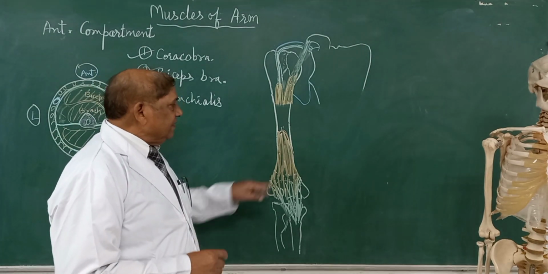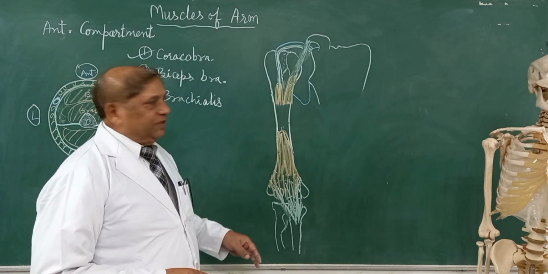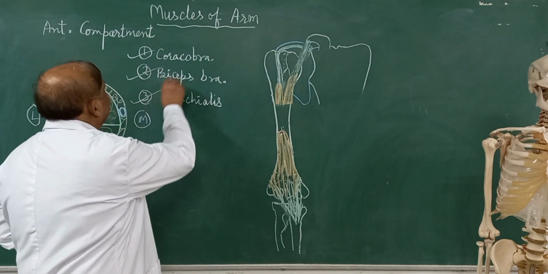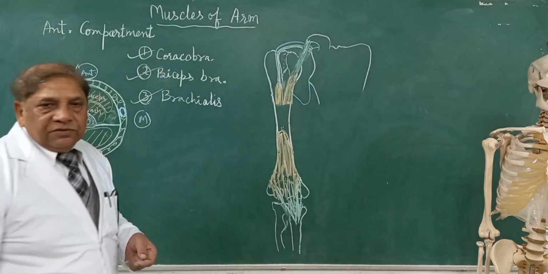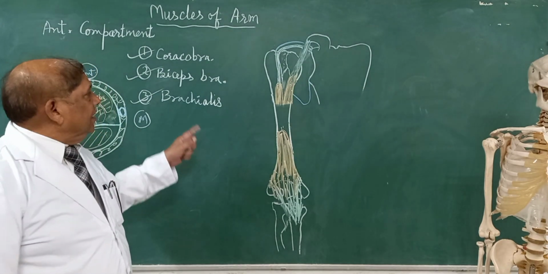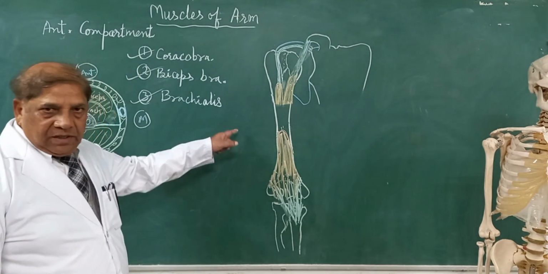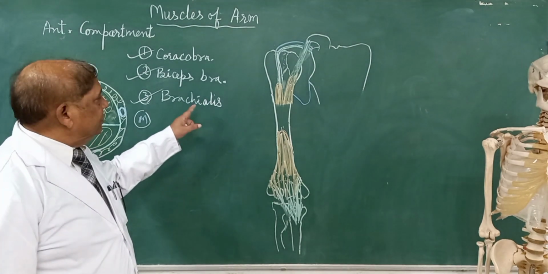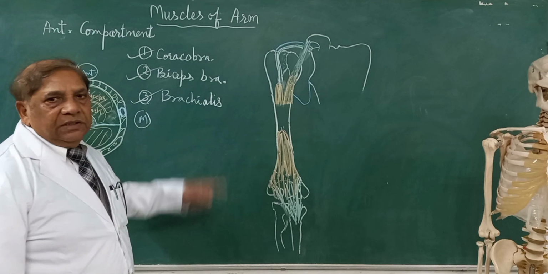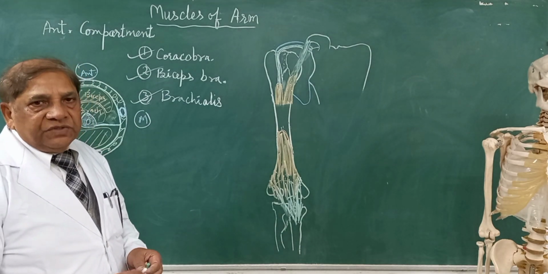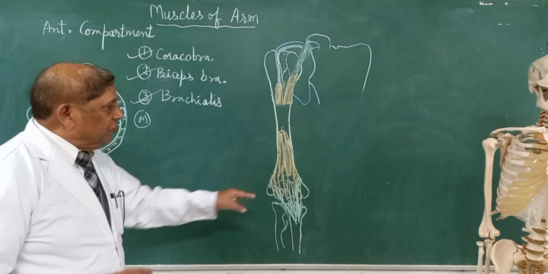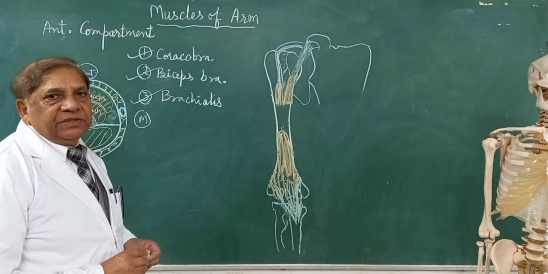Now, the nerve supply of this muscle: it is supplied by the same nerve which is supplying the coracobrachialis and the biceps, that is the musculocutaneous nerve. So this nerve is supplying all the three muscles. The root value is C5, C6 and C7. This is the motor supply of the brachialis muscle.